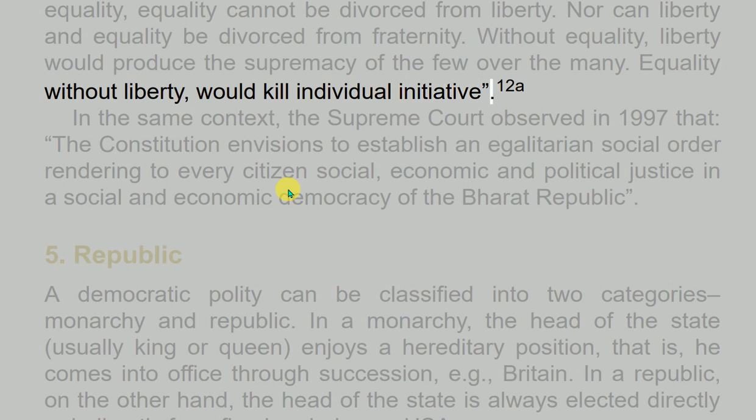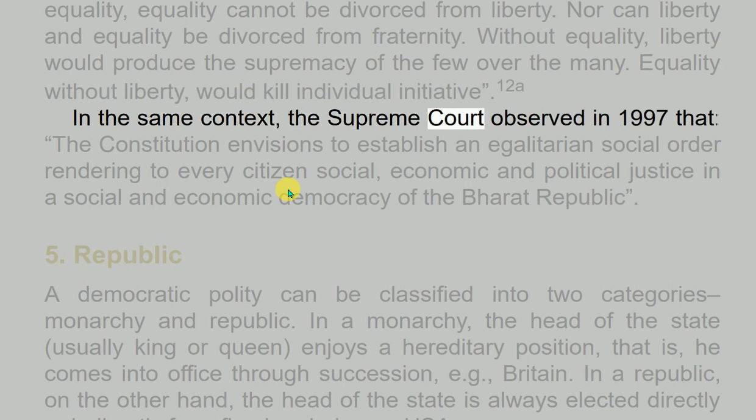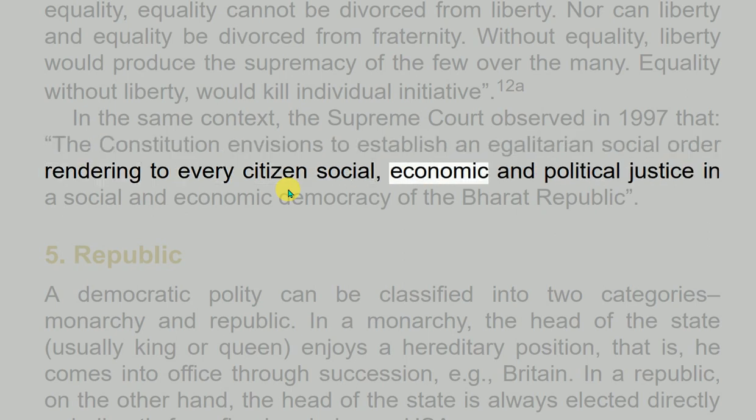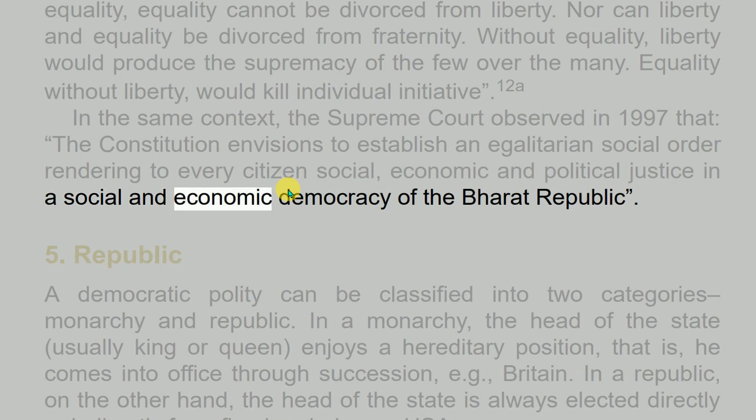In the same context, the Supreme Court observed in 1997 that the Constitution envisions to establish an egalitarian social order rendering to every citizen social, economic and political justice in a social and economic democracy of the Bharat Republic.